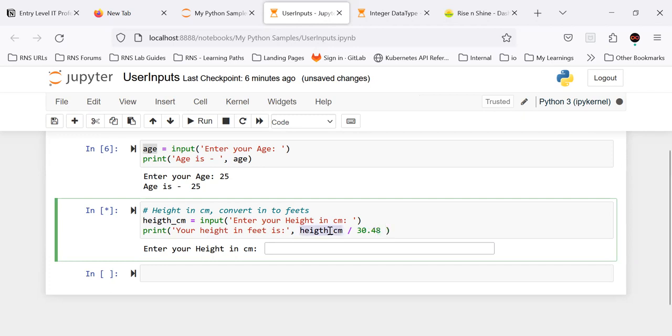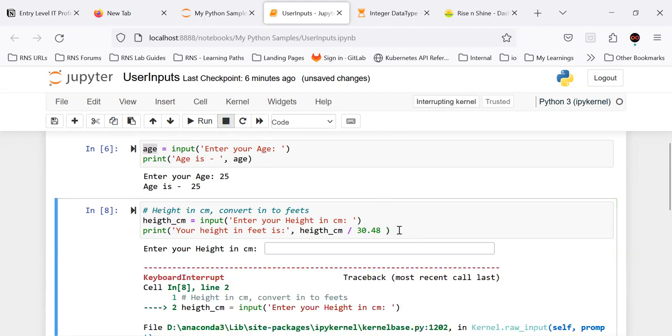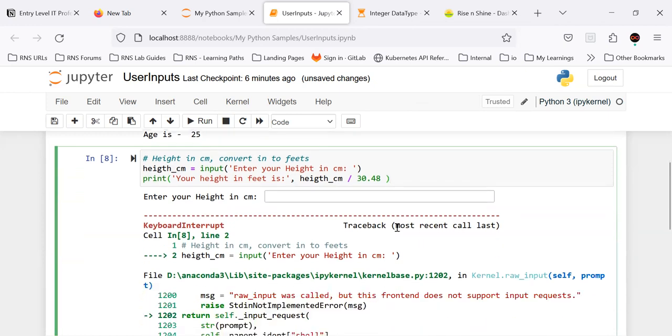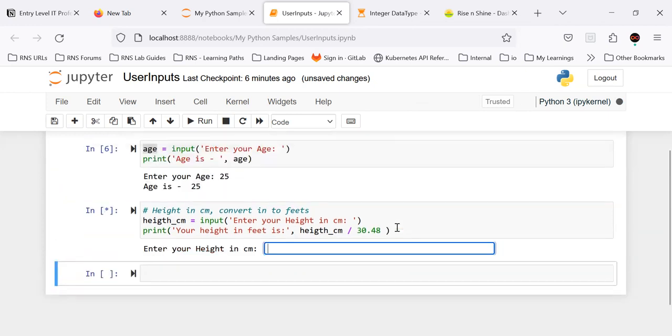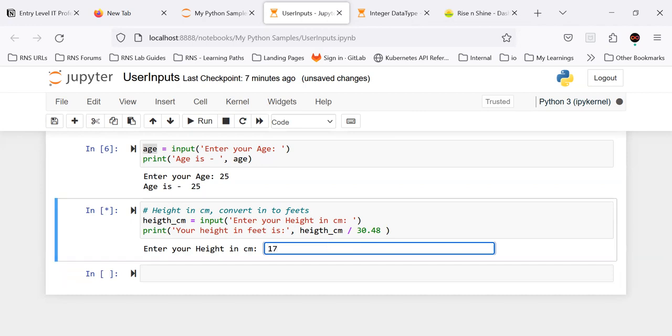Yes, the centimeters are going to be entered, and now we are going to convert into feet. So the centimeters divided by 30.48, then you can get the value in the format of feet. Okay, now let me try to run it. Let me stop the previous process and run this program. It is asking for the height in centimeters. Okay, I'm going to enter 175.